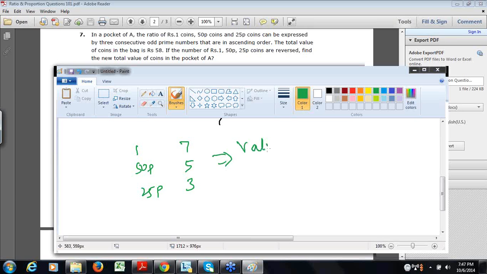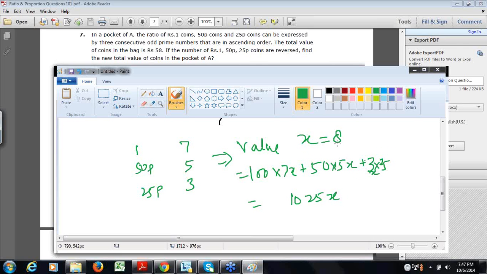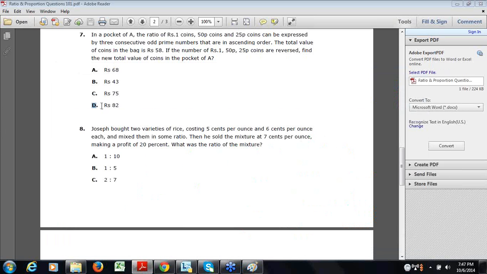That means the value of the coins will be 100 into 7x plus 50 into 5x plus 3x into 25, which is equal to 1025x. Now x is equal to 8. Substitute this value here. We get the new value as 8200 paise or 82 rupees. We have an option as 82 rupees. Yes, we have our option D as 82 rupees. We'll go ahead and mark option D.